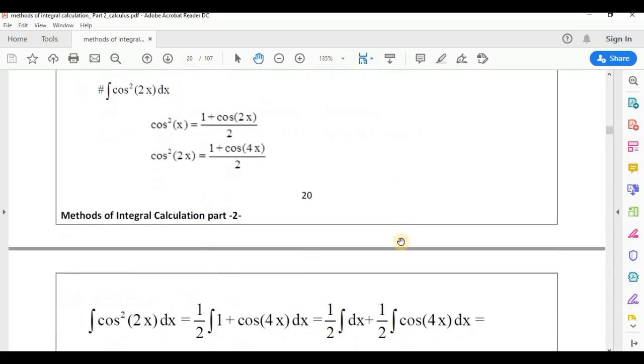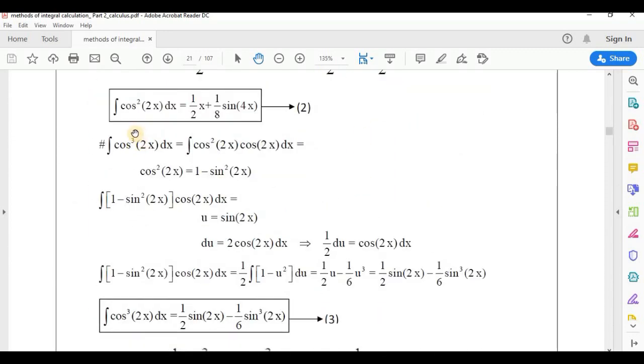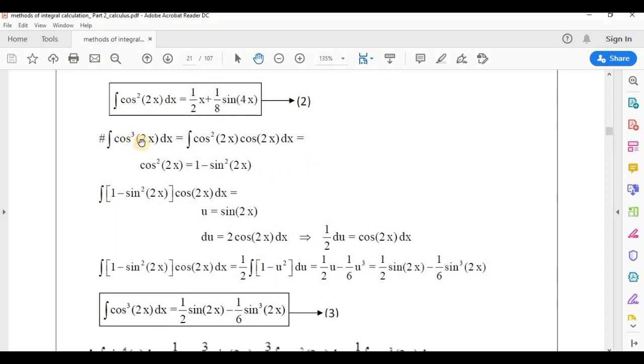Integral cosine to the power 3 of 2x dx. How will we solve it? Notice here we have an odd power. We will solve it as we did in the previous lectures. We withdraw 1 from the odd power. We have a 3 here, we withdraw 1, it will become 2. So the integral will become integral cosine square 2x multiply cosine 2x dx.